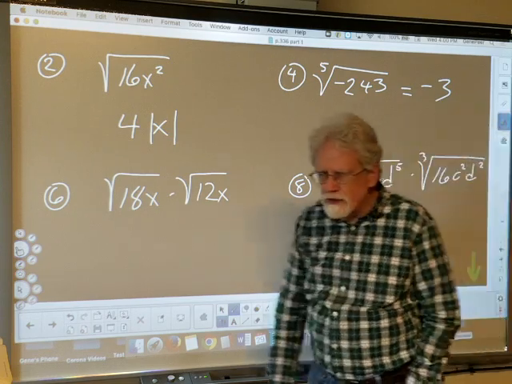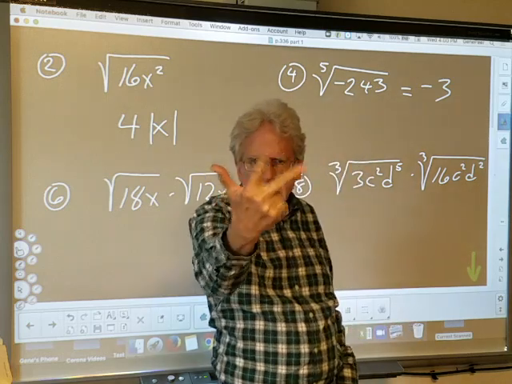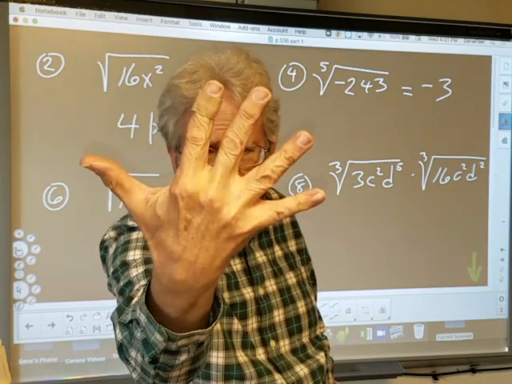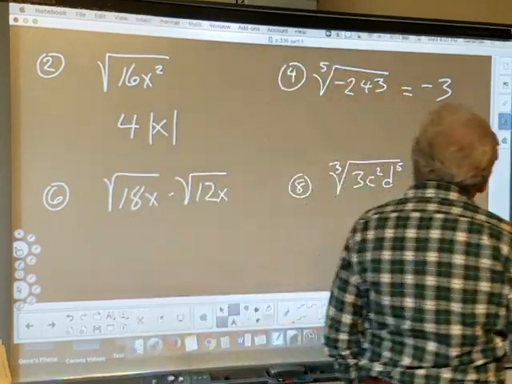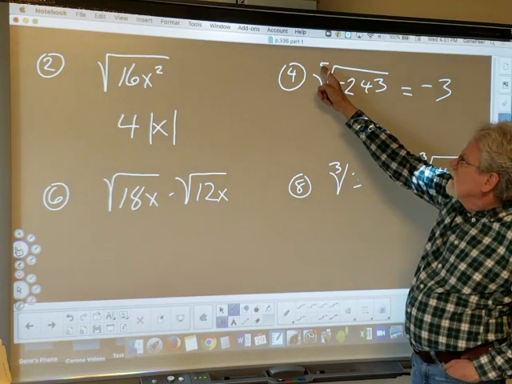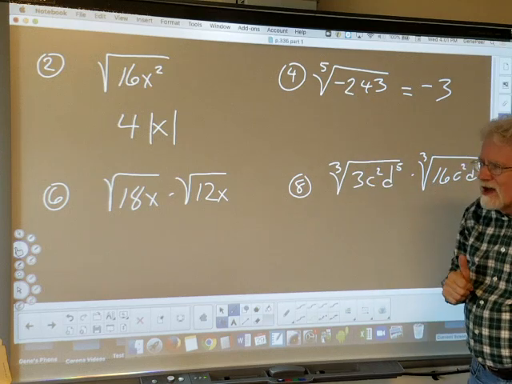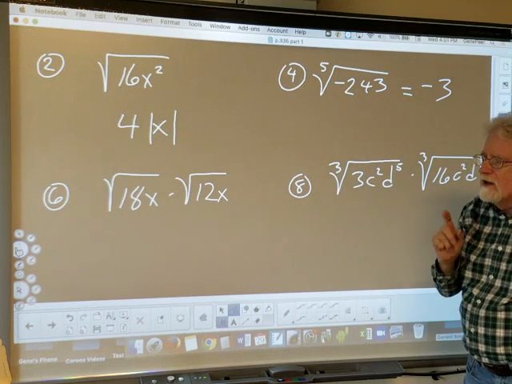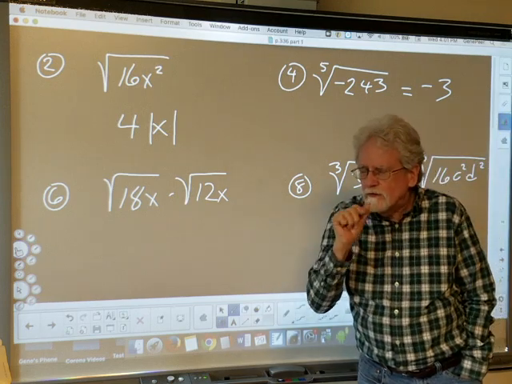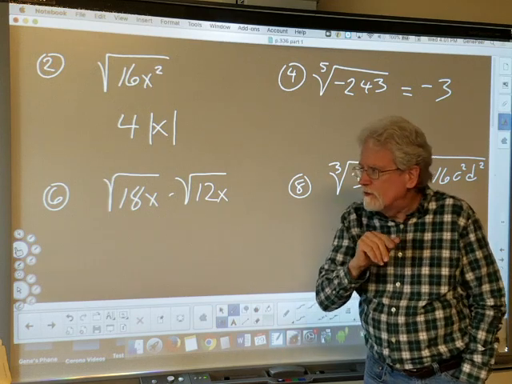Because negative 3 times negative 3 times negative 3 times negative 3 times negative 3 is negative 243. Yes, you can take an odd index, an odd root, of a negative, no problem. You cannot take an even root of a negative, not without using imaginary numbers.